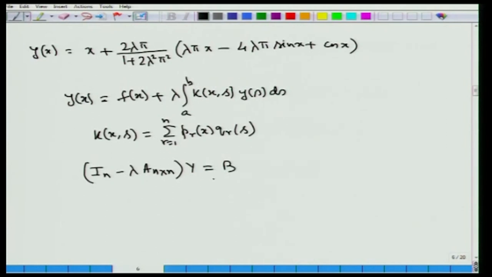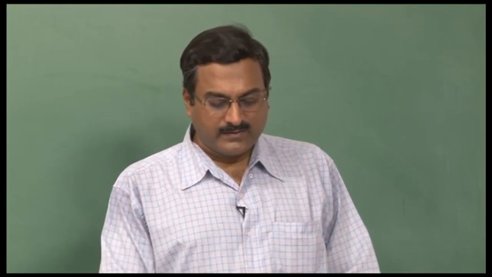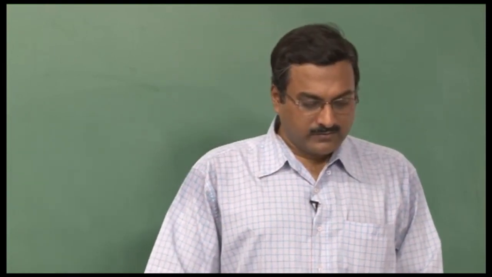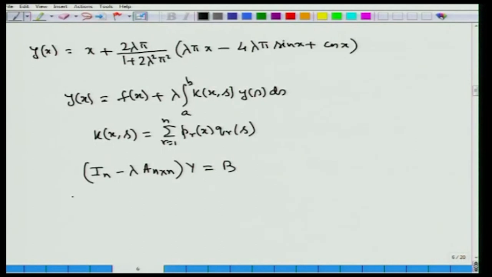So, based on the existence of solutions of the system of linear equations, where y is the unknown column vector with n components y1, y2, y3 up to yn, we can discuss the different possible situations for the solutions of the Fredholm integral equation. First of all, you can recall B was a column of some constants B1, B2 up to Bn, and these are nothing but the integrals from a to b of f(x) q_r(x) dx.